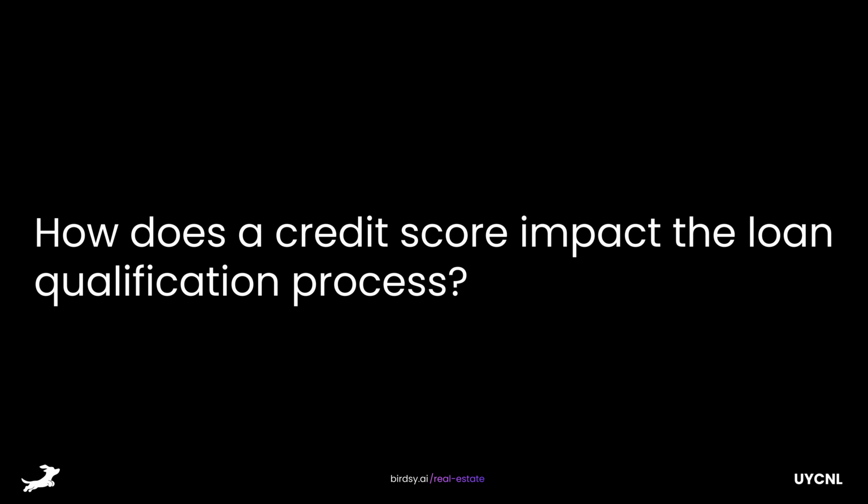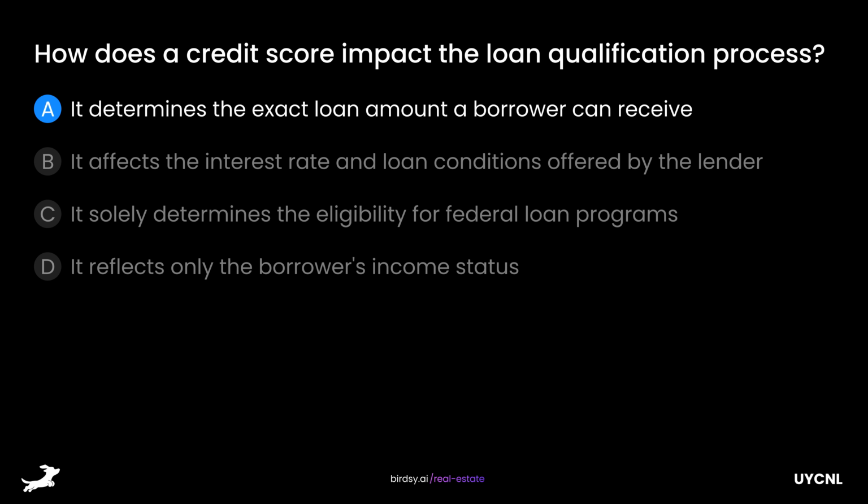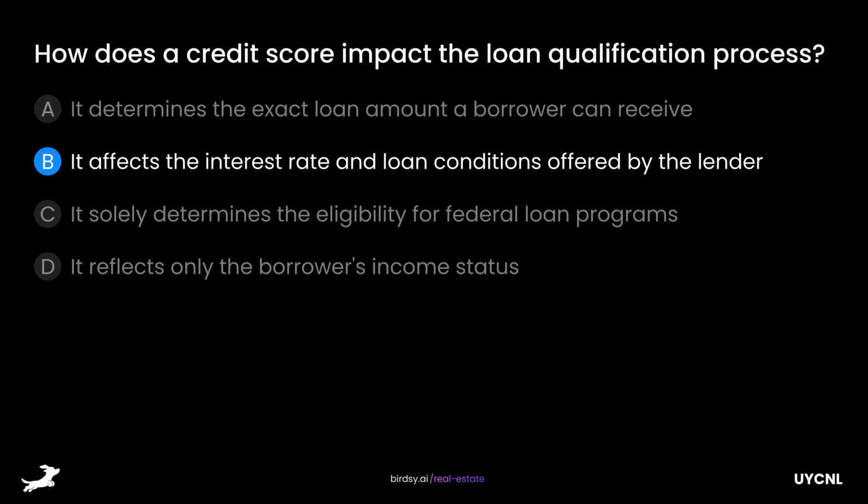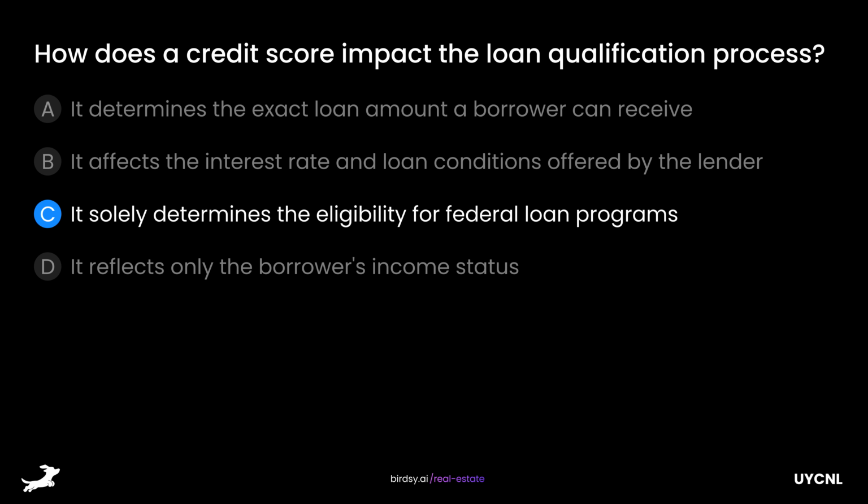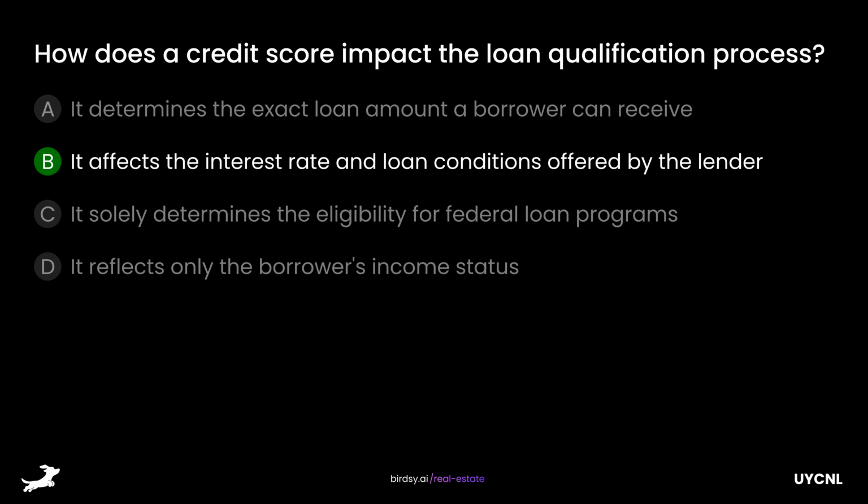How does a credit score impact the loan qualification process? Is it A, it determines the exact loan amount a borrower can receive, B, it affects the interest rate and loan conditions offered by the lender, C, it solely determines the eligibility for federal loan programs, or D, it reflects only the borrower's income status? The answer is B. It affects the interest rate and loan conditions offered by the lender.